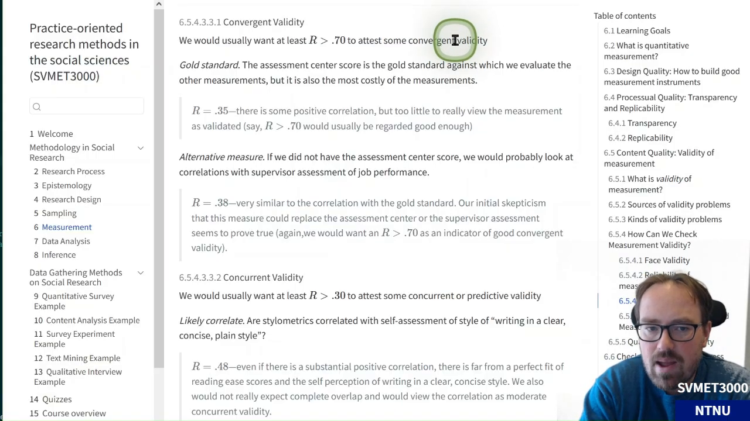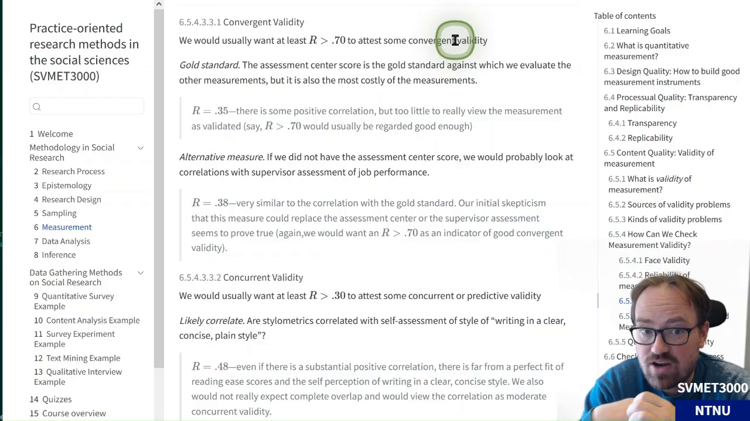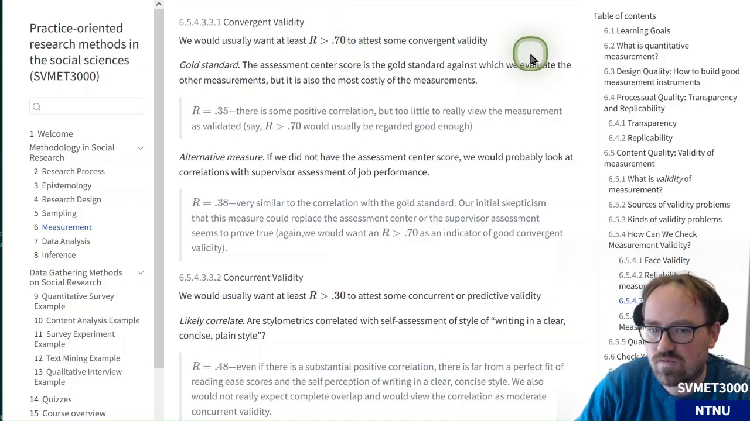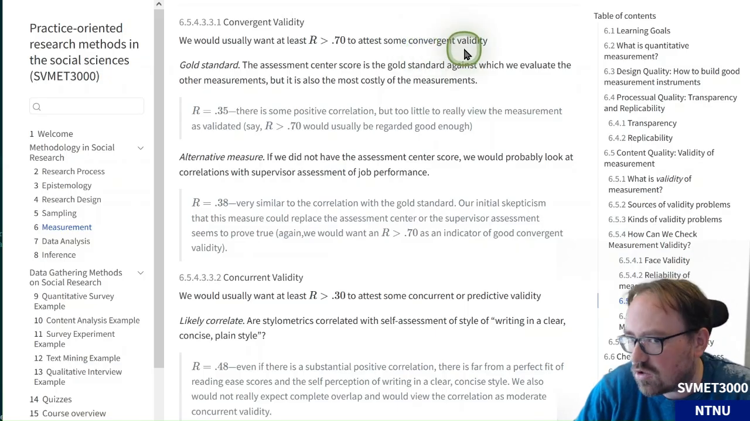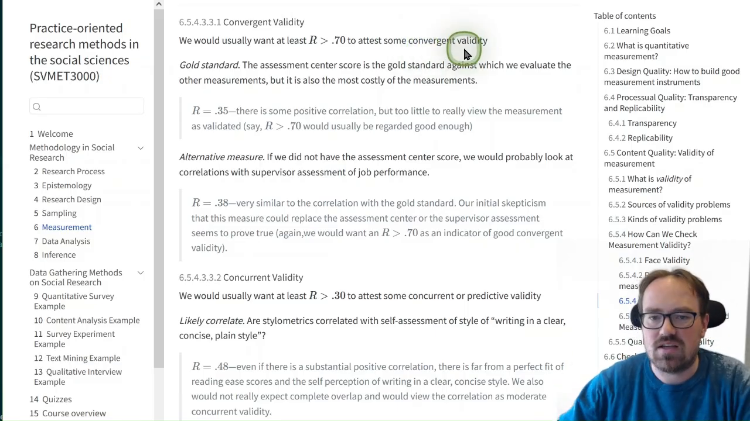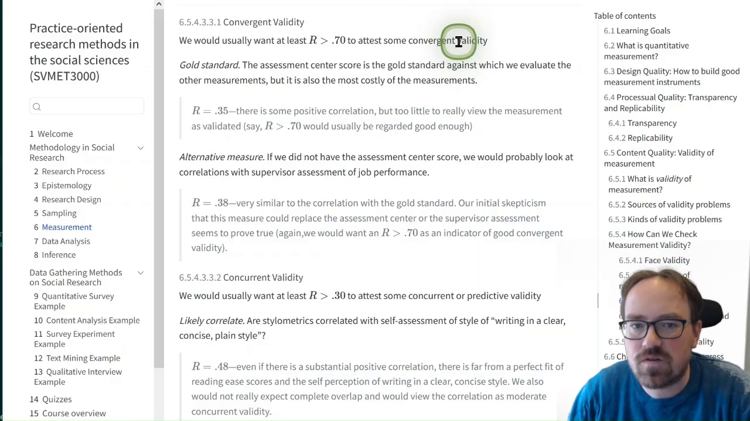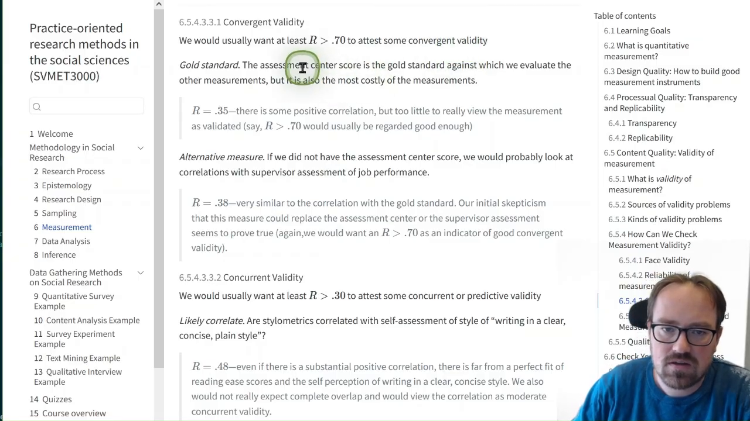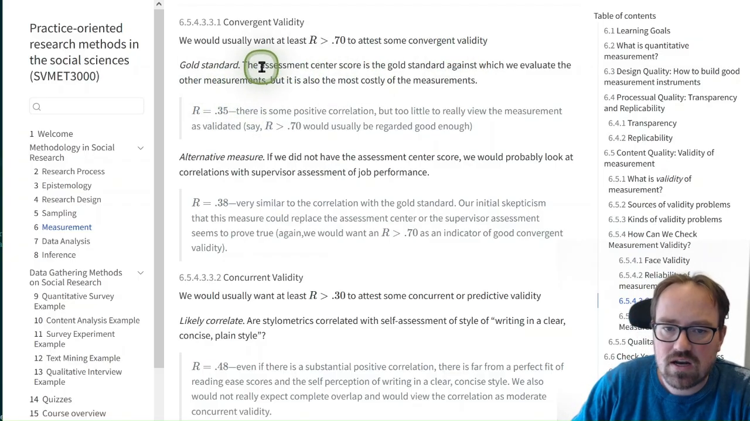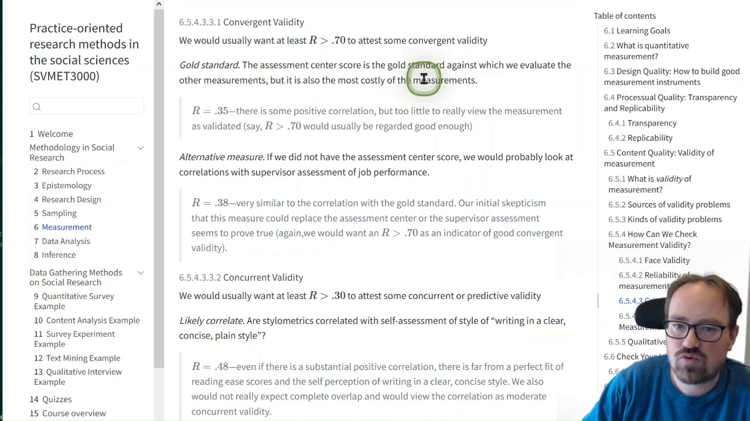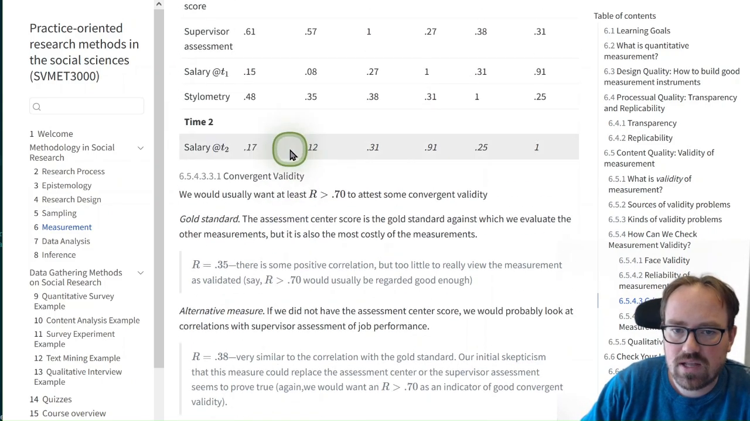Convergent validity, remember, it's testing against alternative measures, either the gold standard or just some alternative measure. And there we usually want a correlation of 0.70 to say this has convergent validity. Of course, this is gradual, so the more the better, but 0.70 is a common borderline to draw between. Yeah, this is kind of sufficient for saying this has convergent validity. The gold standard could be the assessment center score in this case, against which we evaluate the flash reading ease score.